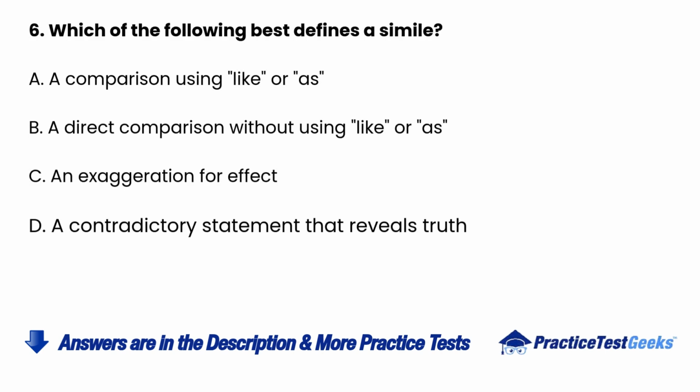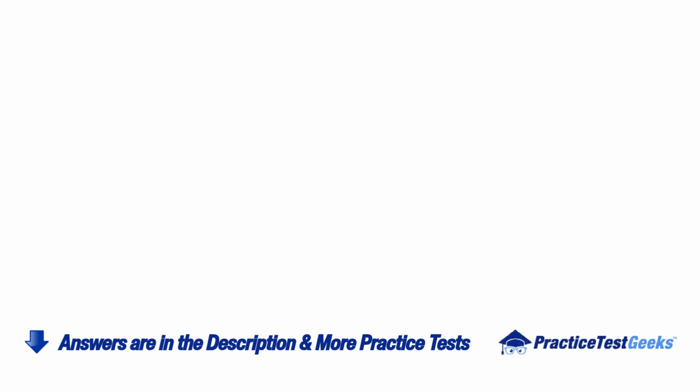6. Which of the following best defines a simile? A. A comparison using like or as. B. A direct comparison without using like or as. C. An exaggeration for effect. D. A contradictory statement that reveals truth.